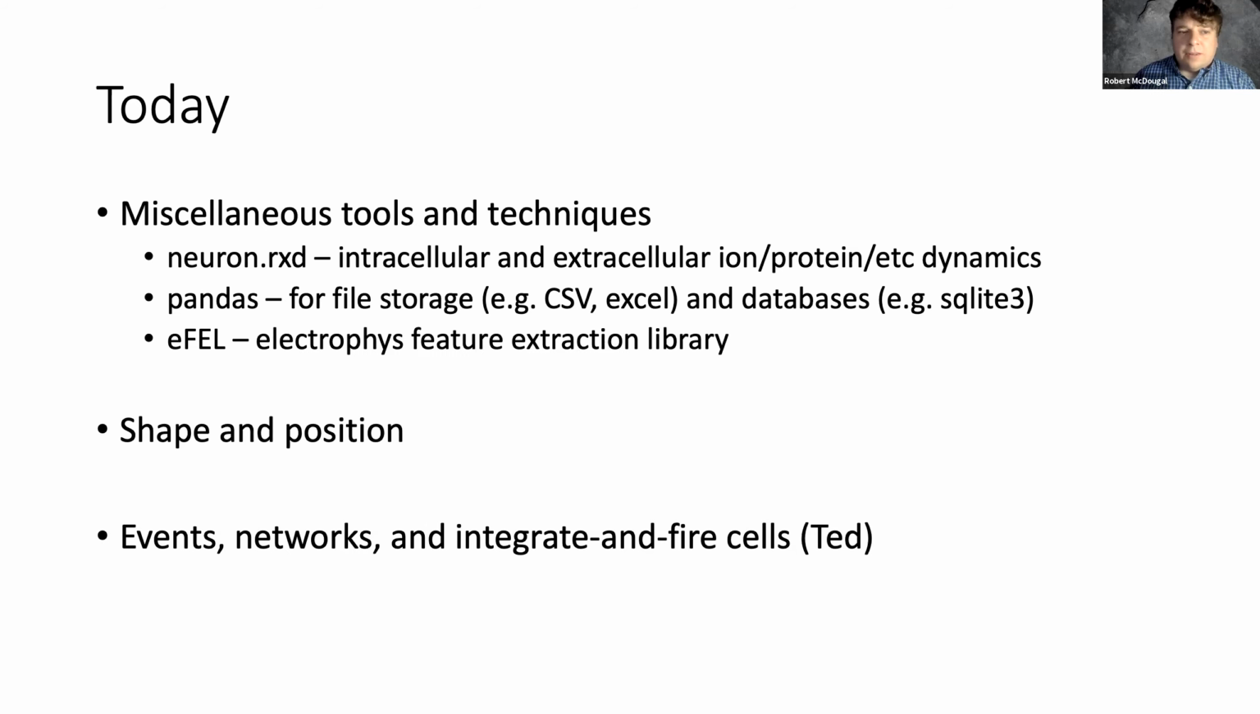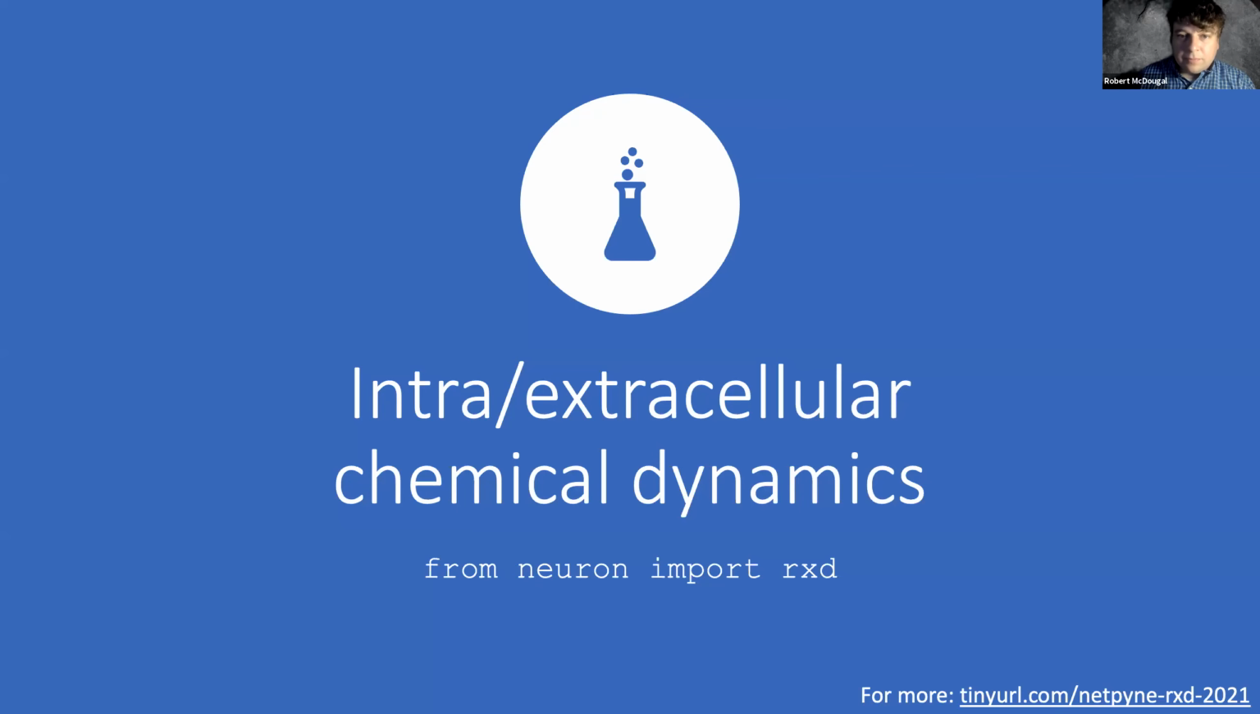After that, we'll spend a lot of time talking about shape and position. So this is the discussion on morphometric data. How do we load in a cell morphology? What does it mean? And then if time permits, Ted's going to talk a bit about events, networks, and integrate and fire cells. So that's the plan for today. And like I said, this first stuff I'm going to go through really fast because I think you ought to know that it exists and its options.